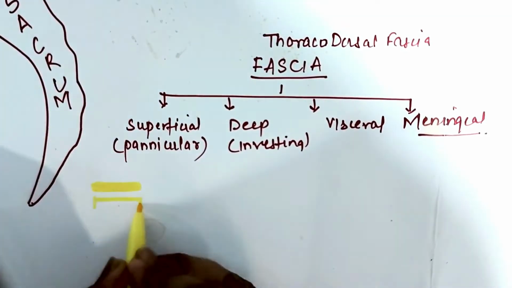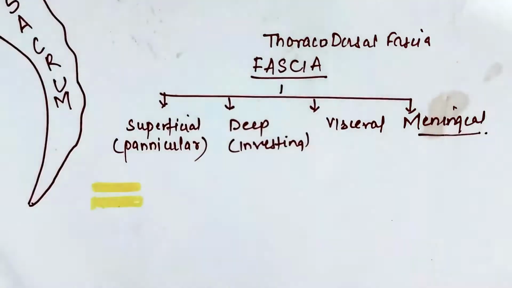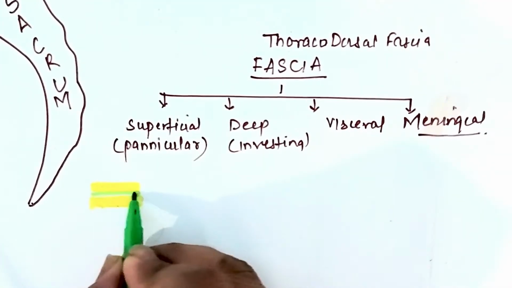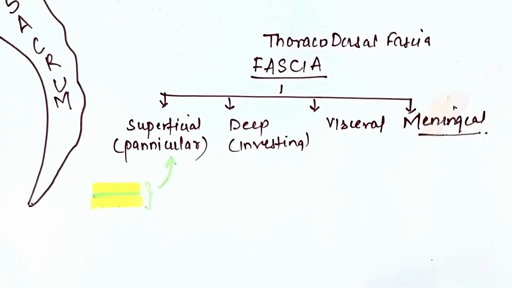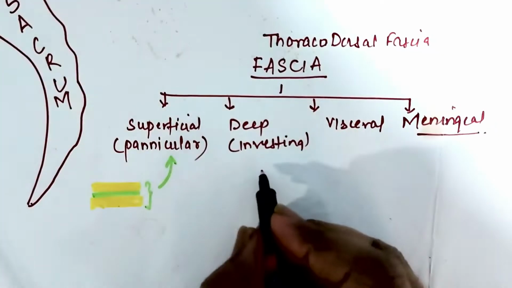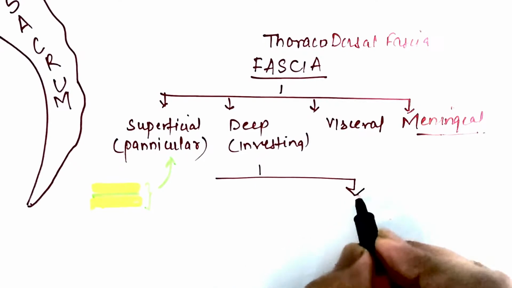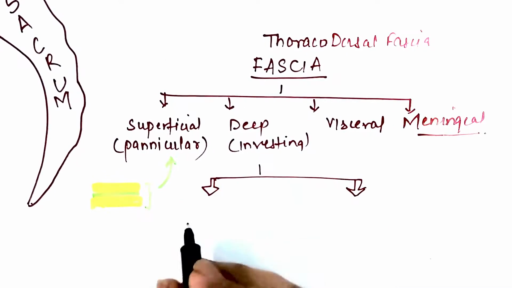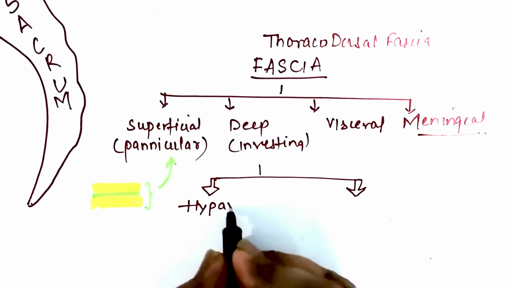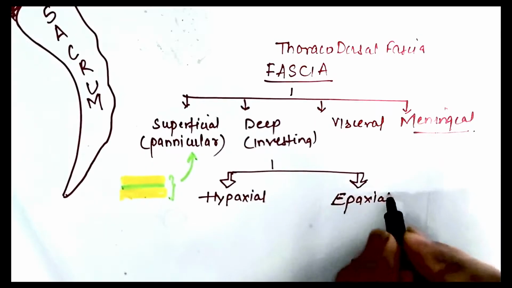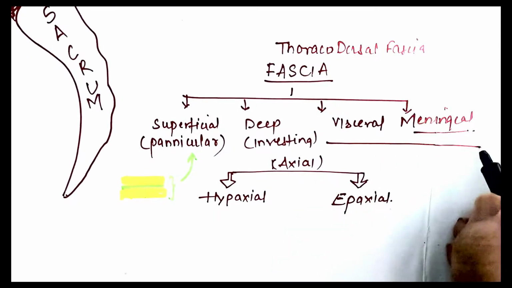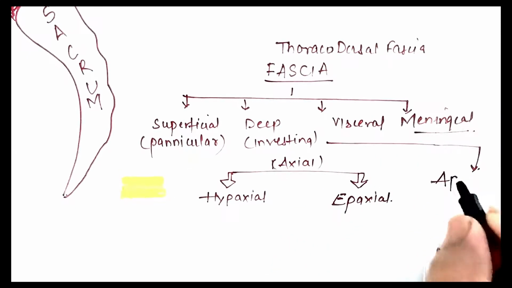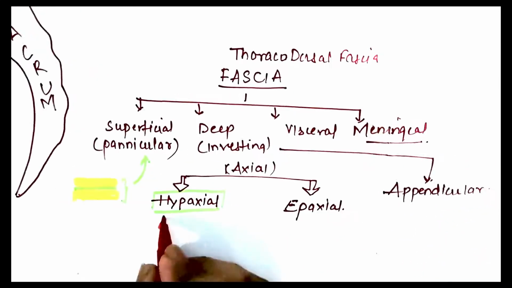Now the superficial fascia itself has 3 subtypes. The two which contain the adipose tissue and a layer separating them. The superficial fascia is also sometimes called the panniculus fascia. However, the deep investing fascia, which works in closer association with the muscle, is typically of 2 types. We classify it as the axial fascia and the appendicular fascia.